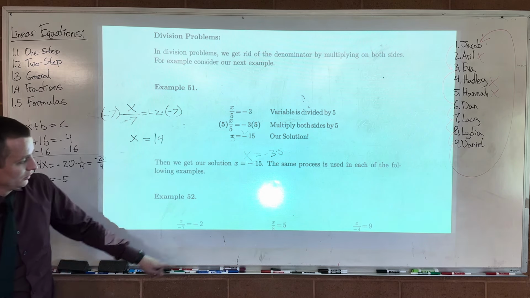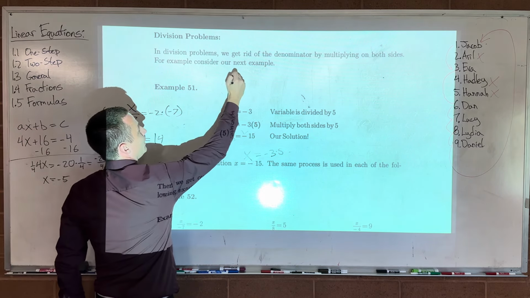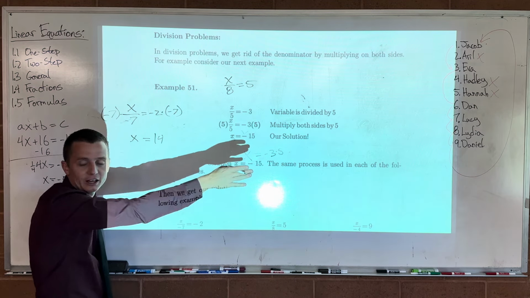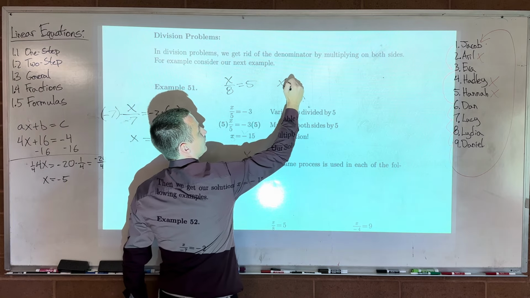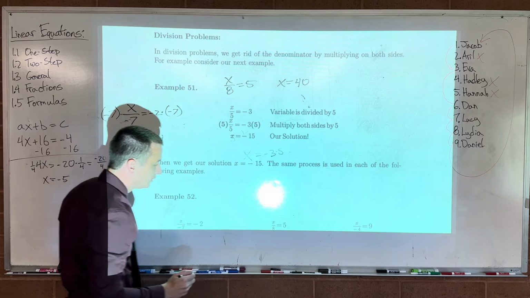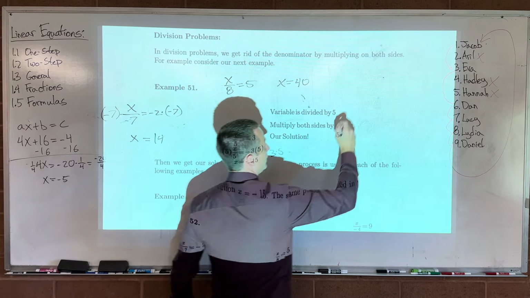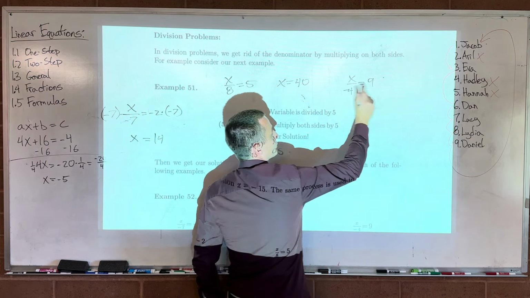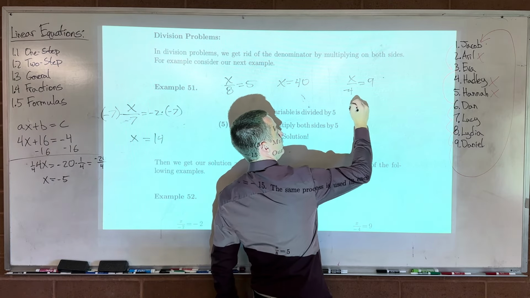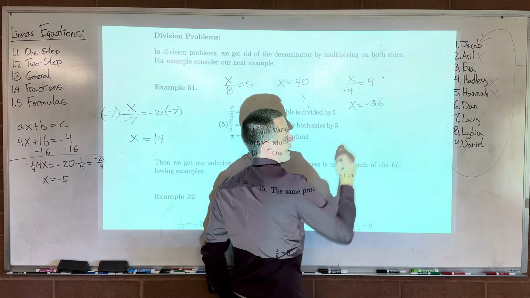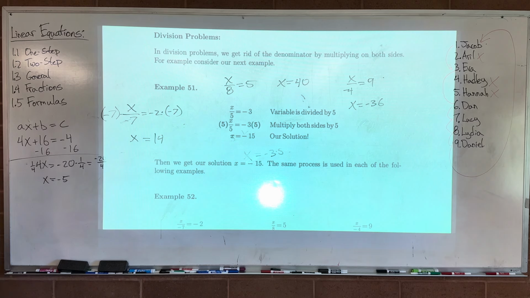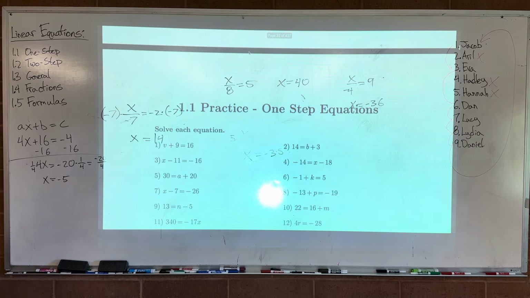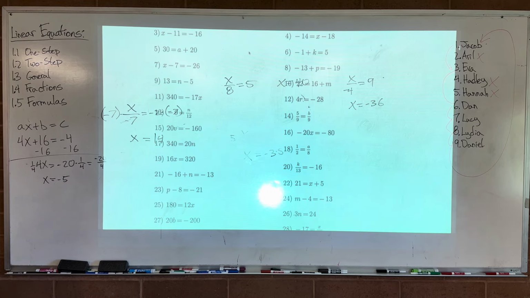All right, next one. We have x over 8 equals 5. So x equals 40. Just multiply both sides by 8, and you get x is equal to 40. Wonderful. Next one. We have x over negative 4 equals 9. Multiply both sides by negative 4, and we get x equals negative 36. Fantastic. Feel like we got these? All right. That's section 1.1. Easy as pie.